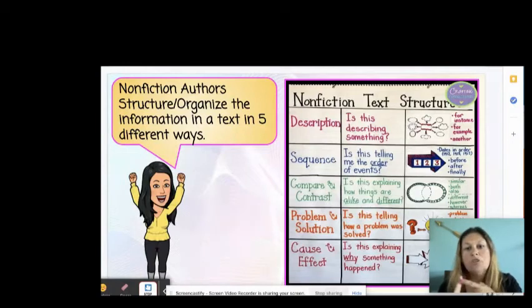Description, which is describing something. Sequence, telling me the order of events. Compare and contrast, which is explaining how things are alike or different, or alike and different rather. Problem and solution, and that's telling how a problem was solved. And cause and effect, explaining why something happened.